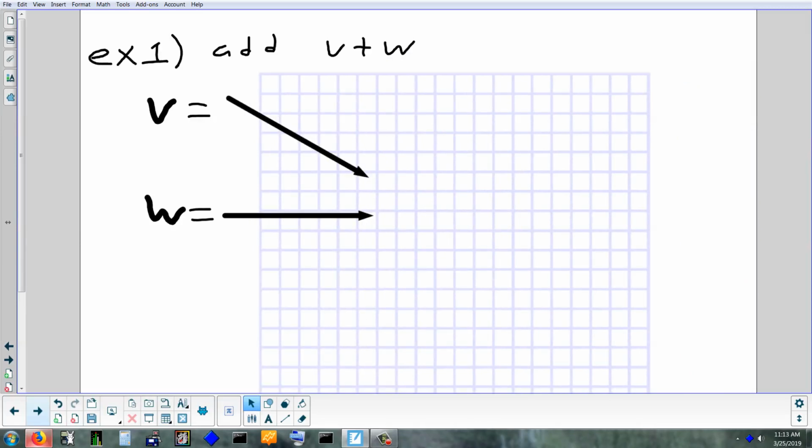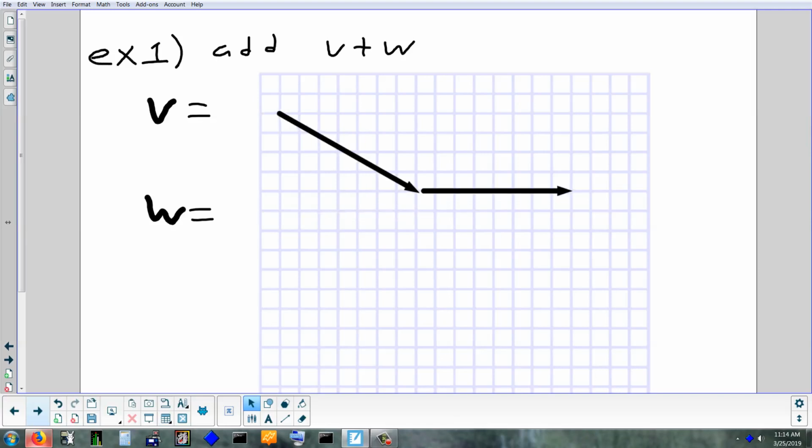More on the left side. Yeah, I would start on the left side because the vectors go to the right. So if you start on the right, you're going to run out of room. It doesn't matter where you start. You can put them anywhere you want. But we're going to take V, which is right there, and line it up with W, which is right about there.